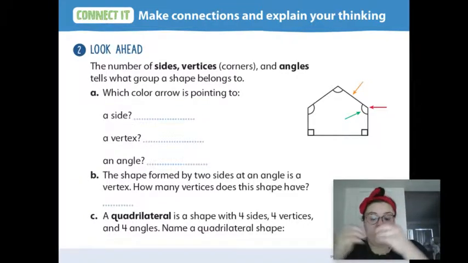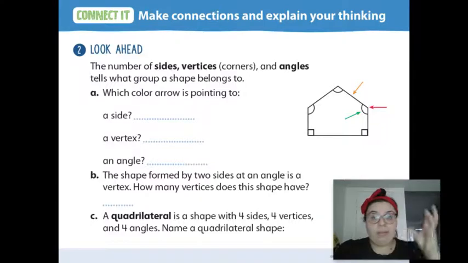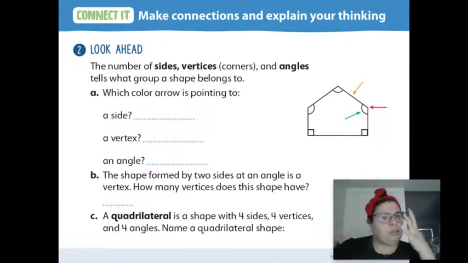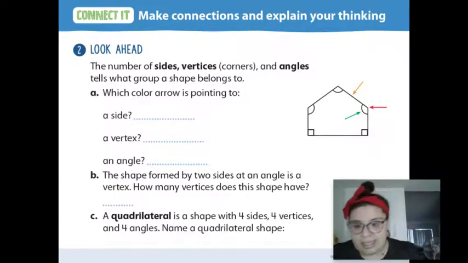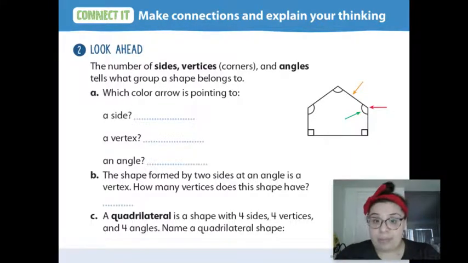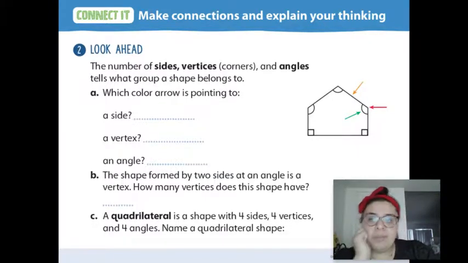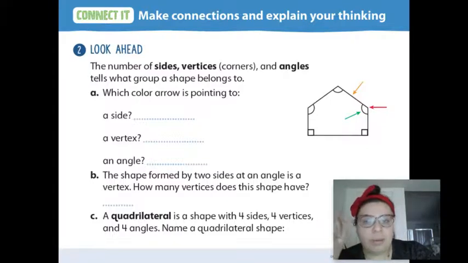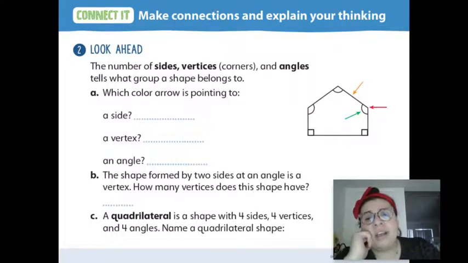So we're going to make some connections. What we just did was a try it problem, and kind of using some new vocabulary and some fancy words. I like to call them fancy words. So let's look ahead. The number of sides, vertices, which are the corners, and angles tells us what group a shape belongs to. So let's look at A. Which color arrow is pointing to a side? So do you see that shape right there? Miss Yanez hasn't talked about that shape, but we're going to talk about it in a little bit. But we're just focusing on the colors of the arrow.